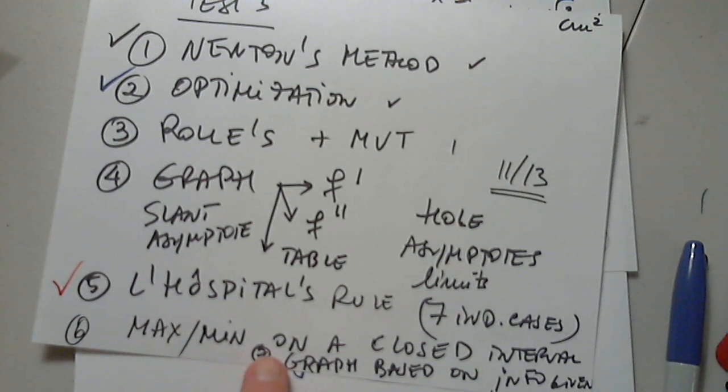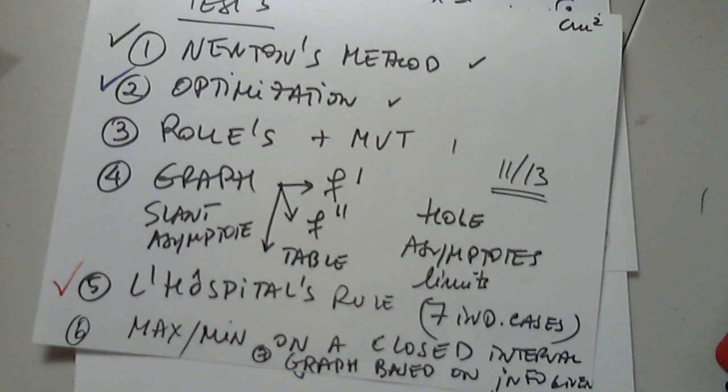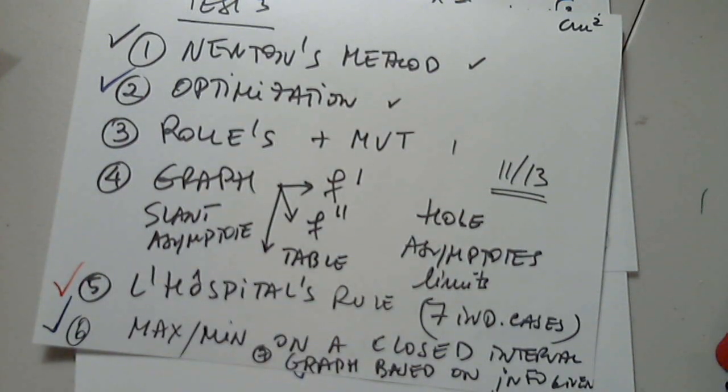So this was basically the max min on a closed interval. This is it. We were given a closed interval, in this case 0 to 18.